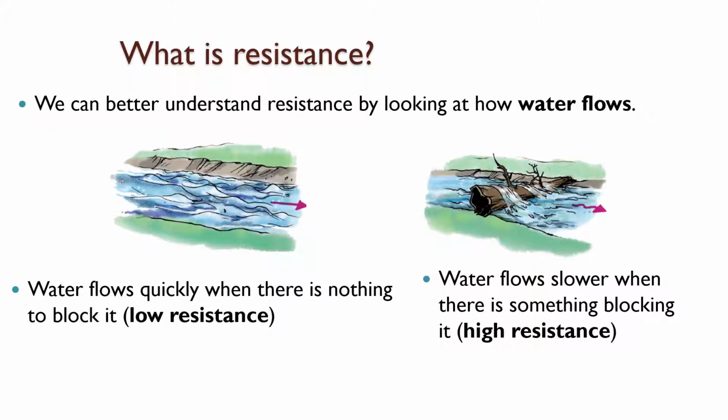So I can increase the number of road block, then there will be more resistance to the movement of the current. You can also understand what is resistance by thinking about flowing water or flowing current. So water will flow quicker when there is nothing.